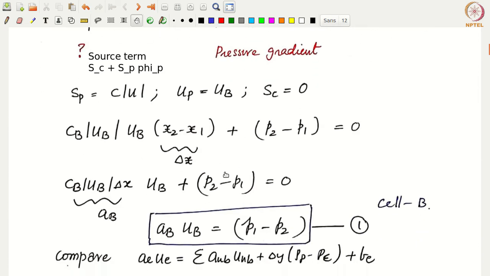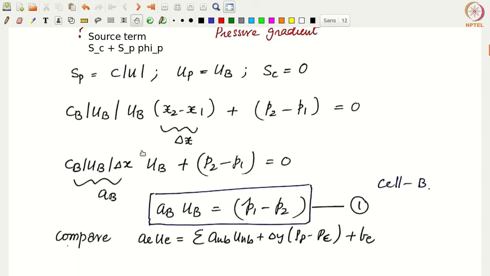Okay, so for cell B, now we pretty much have the discrete momentum equation. That means CB mod UB times x2 minus x1. If I write whatever is being multiplied with UB, that is CB mod UB delta x, as a coefficient AB, then the equation we have is AB times UB plus P2 minus P1 equals 0. That means this is the discrete momentum equation for cell B: AB UB equals P1 minus P2.